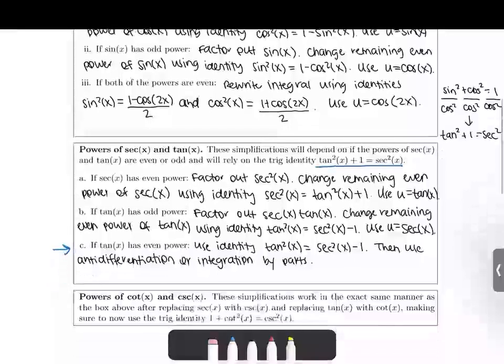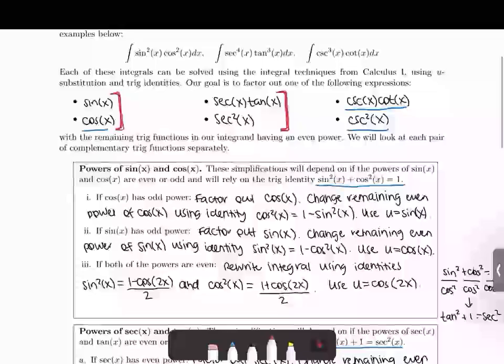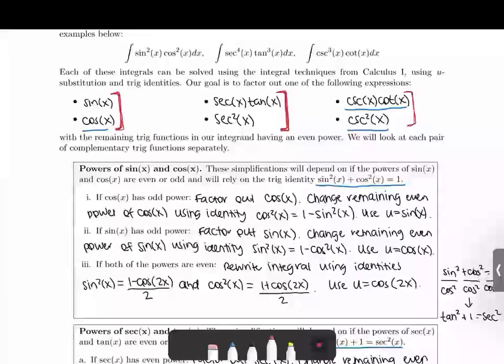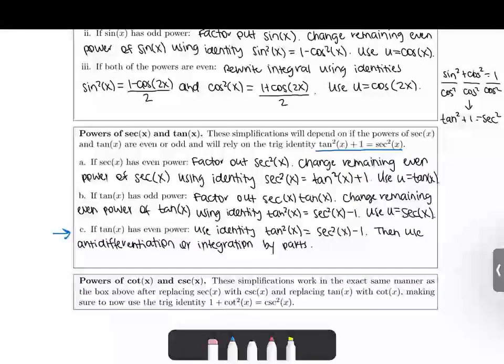So lastly, if we have an integral with the power of tangent, cotangent, and cosecant, well, if we look back at our overall goals, our goal of factoring something out when we have an integral with cotangent and cosecant looks the exact same as whenever we were factoring out when our integrand was in terms of secant and tangent. So this is actually going to follow the exact same rules as the secant and tangent integrals. However, we're just going to use that other Pythagorean identity instead.